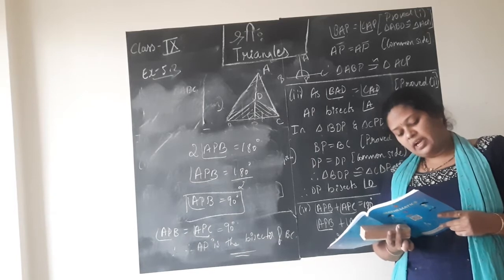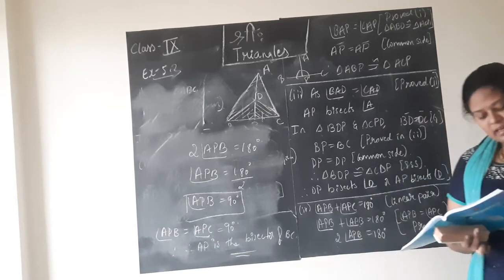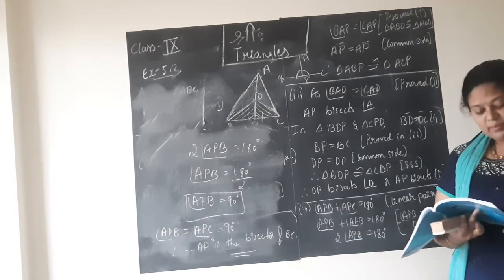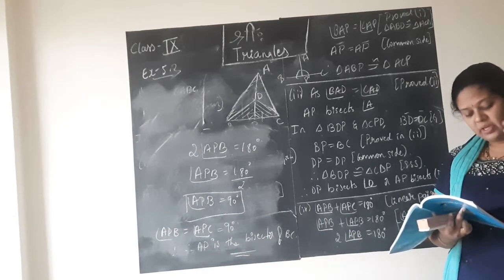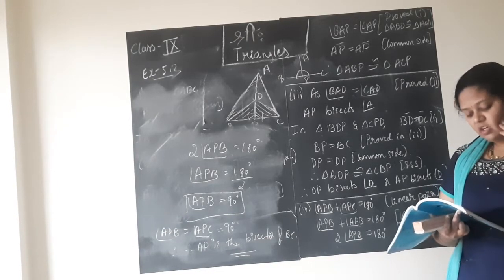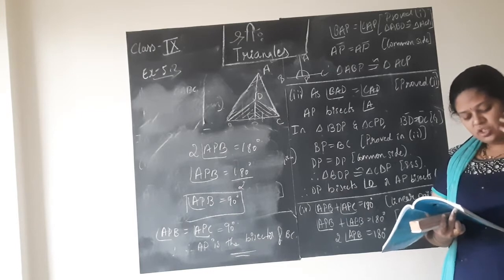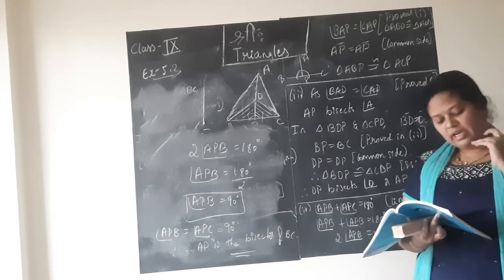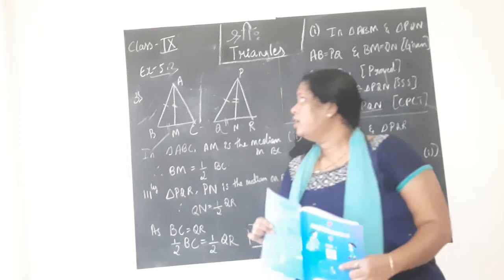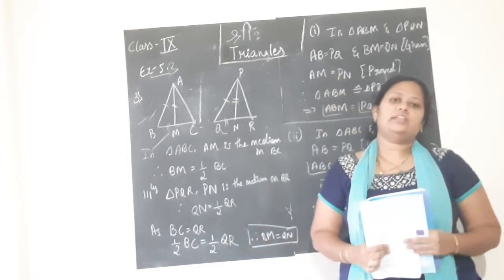Two sides AB and BC and median AM of one triangle ABC are respectively equal to the sides PQ and QR and median PN of the second triangle PQR. Show that triangle ABM is congruent to triangle PQN, and triangle ABC is congruent to triangle PQR. Okay. Next we shall move on to the third problem, children.